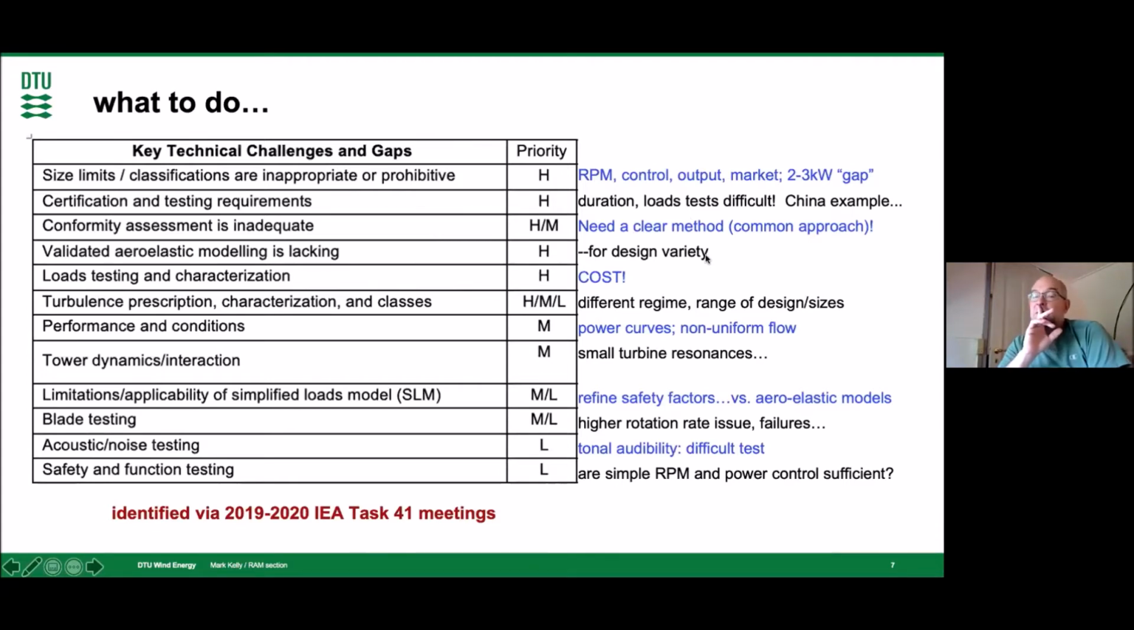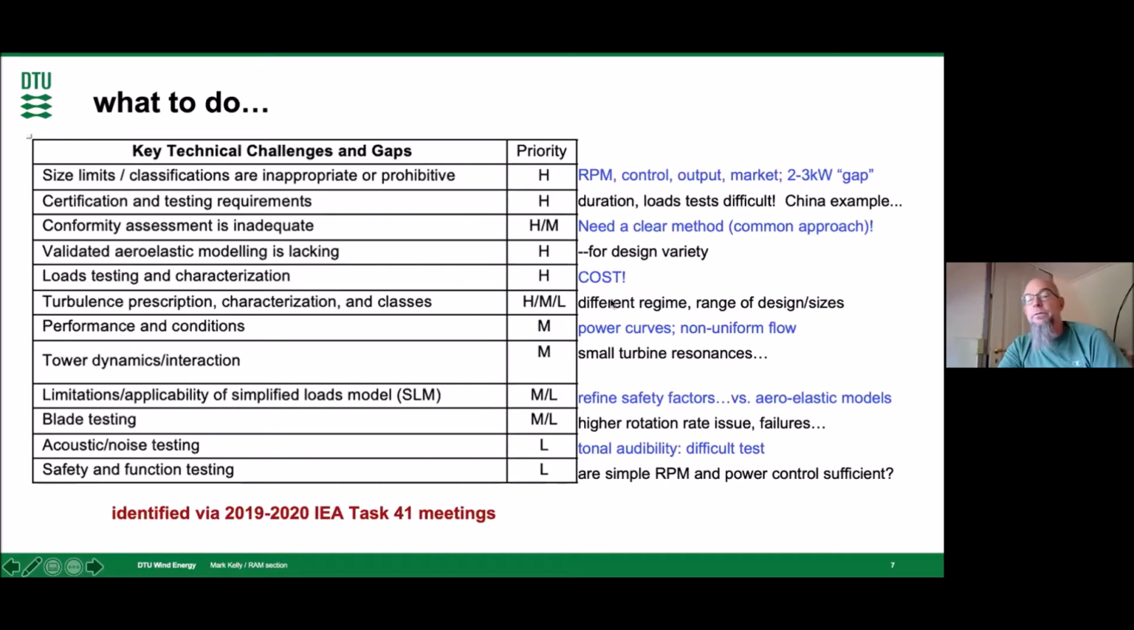And then back to an issue that's a tricky one, and it depends on what market you look at. For small turbines below tens of kilowatts especially, validated aeroelastic modeling is lacking; most aeroelastic models are best for the big turbines, megawatt or bigger. They need to be adapted for smaller ones, and different design types as well. And then loads testing itself, not just the aeroelastic modeling, tends to be prohibitively expensive.